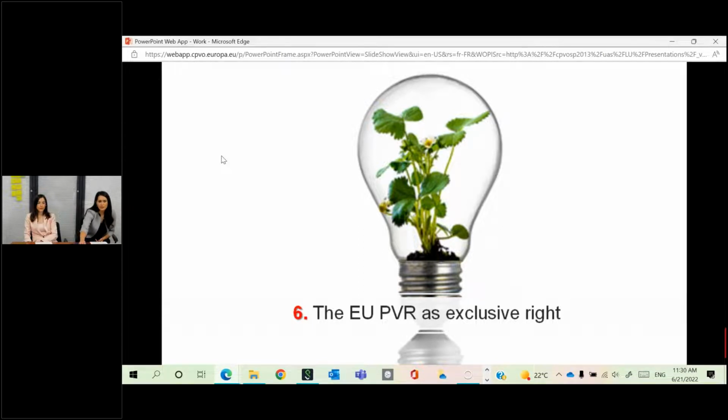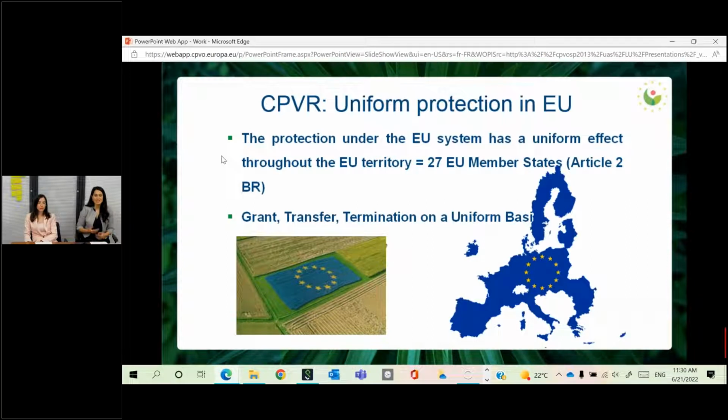We said before, the European Union plant variety right is an exclusive right. It's a very big deal. We're giving the monopoly to the breeder. We want to reward him for the big efforts that he made, maybe 10, 15 years of research, and it is a right of property. We say that it has a uniform protection. It's very similar to the community design and the European Union trademark, and unlike the European patent, for instance.